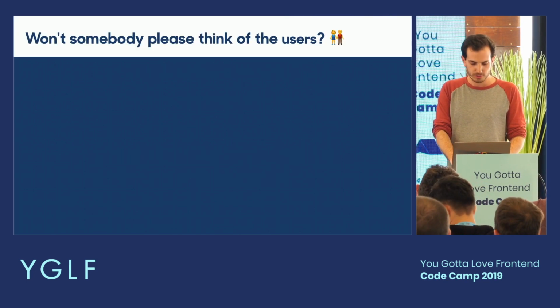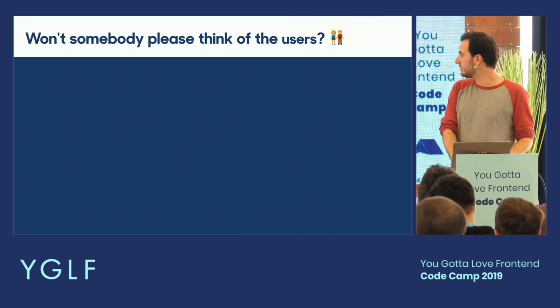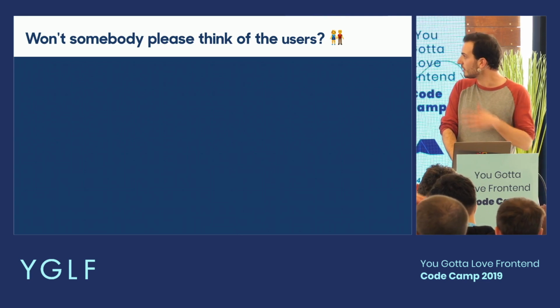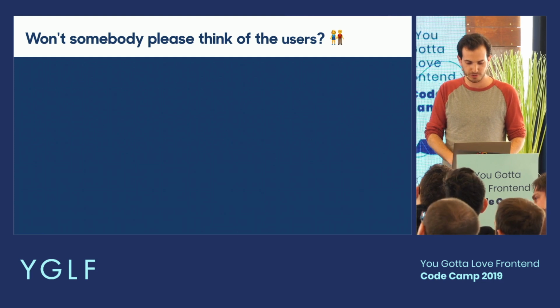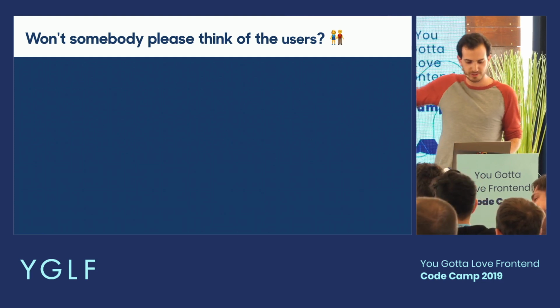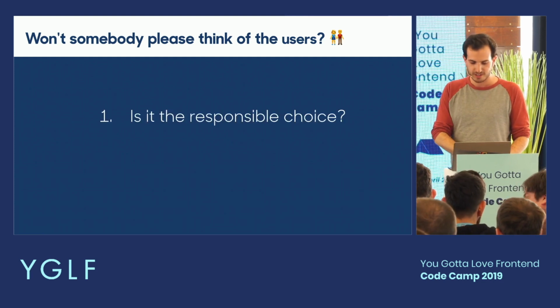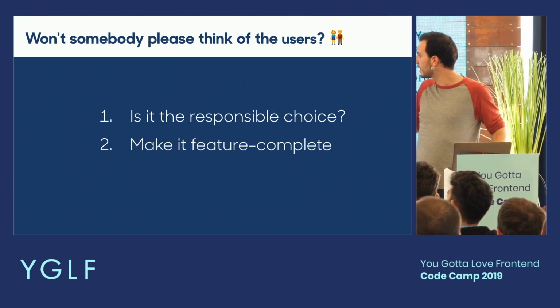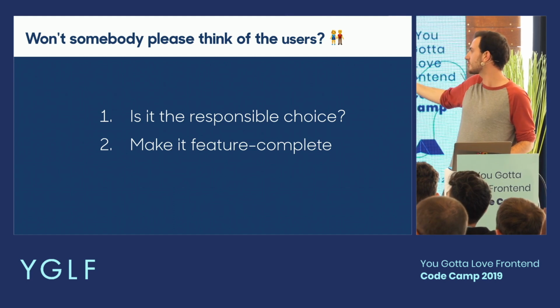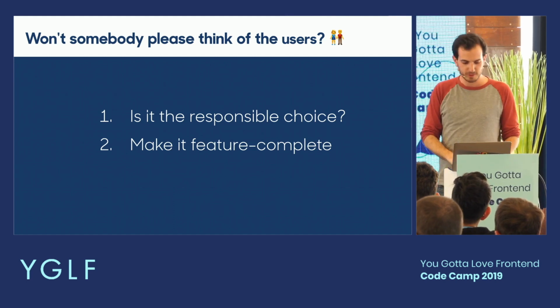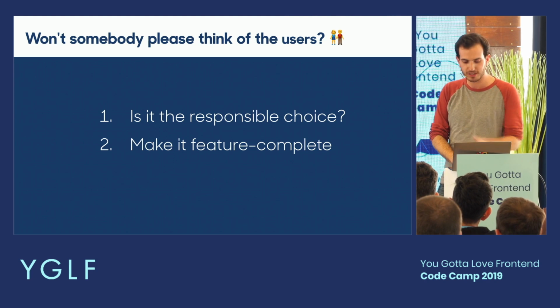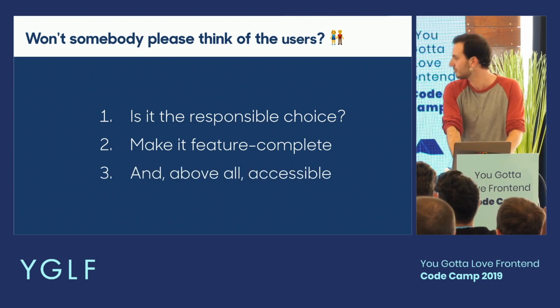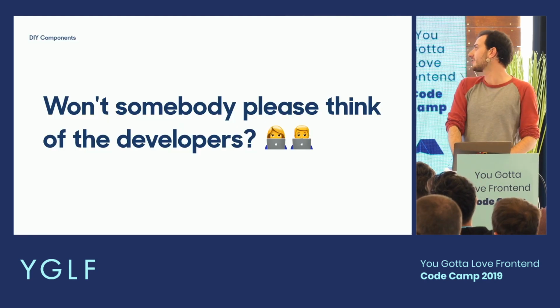Okay, so quick summary of this first section called Won't Somebody Please Think of the Users, named after a Simpsons quote. I don't know if anybody recognizes. So the first one, was it the responsible choice? The second one, if it is the responsible choice, then be responsible about it and make it feature complete, and above all, accessible. Okay, getting to the second part.